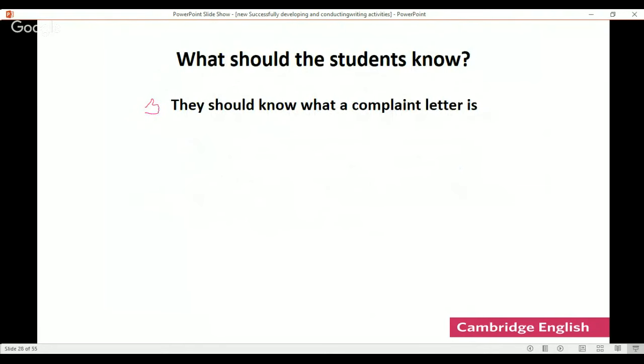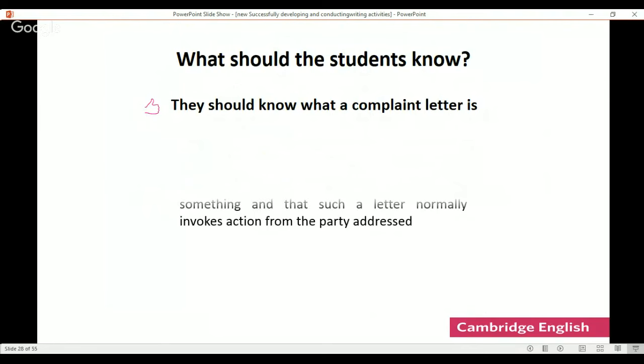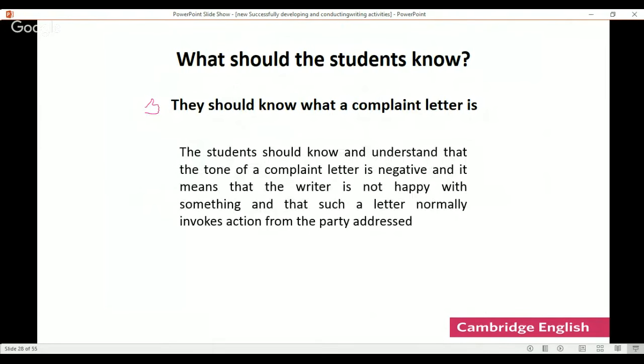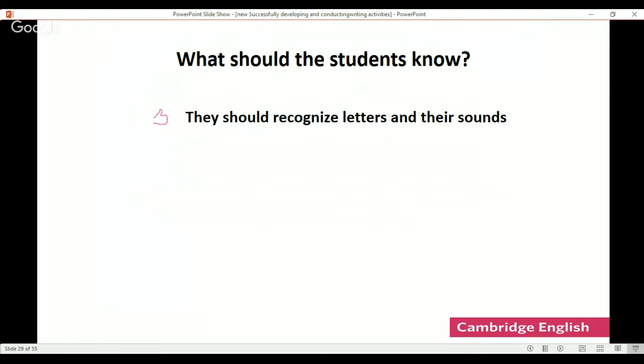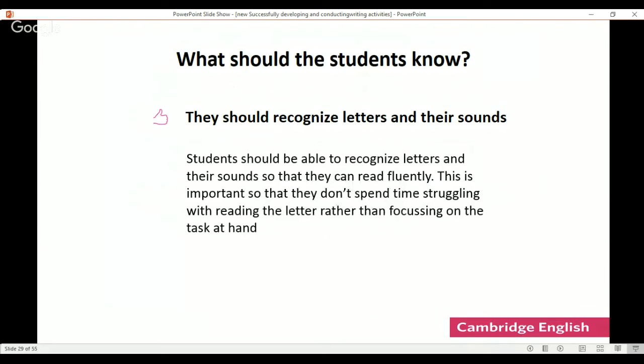So what should students know? They should know what a complaint letter is. That is, they need to understand the tone of a complaint letter is negative, and it means that the writer is not happy with something, and that such a letter normally invokes action from the party addressed. They should also recognize letters and their sounds. Students should be able to recognize letters and their sounds so that they can read fluently. This is important so that they don't spend time struggling with reading the letter rather than focusing on the task at hand.